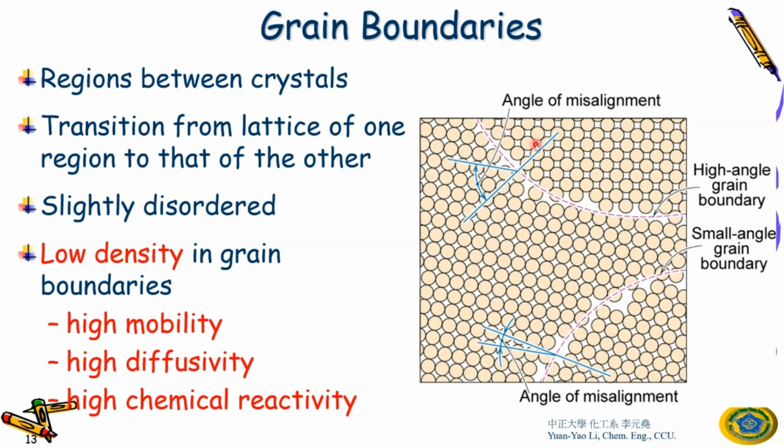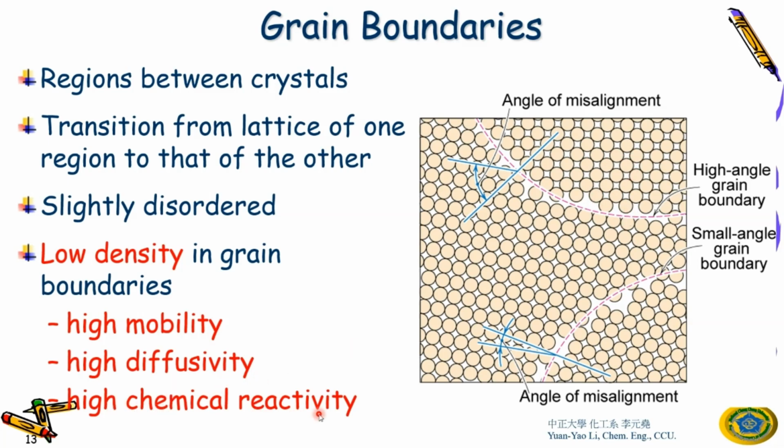That means if you have low density grain boundaries, you will have high mobility. Atoms will move easily, so we call it mobility. And you will have high diffusivity. If you have foreign atoms here, for example, this is gold and you have a carbon atom here, the carbon atom will be easy to move, right? That's the diffusivity. And then you will have what?